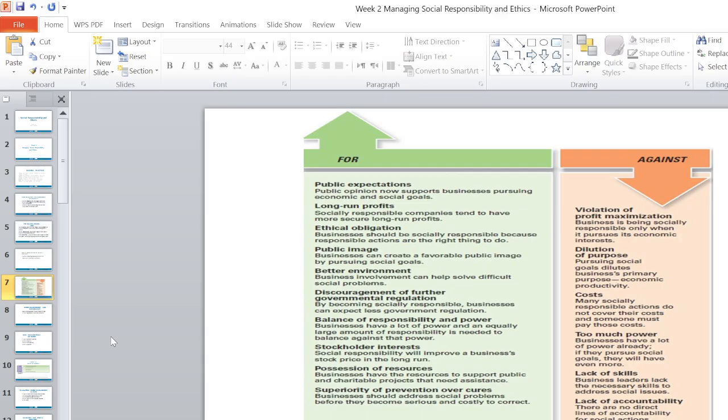Possession of resources: businesses have the resources to support public and charitable projects that need assistance, in terms of human resources, in terms of capital, in terms of financial resources. All these are available for these companies. That's why they should be socially responsible.